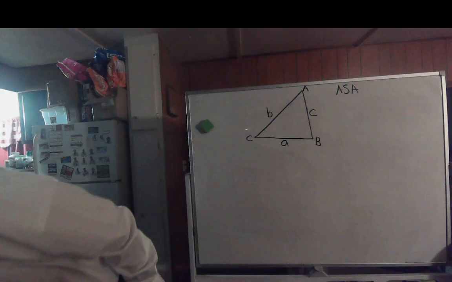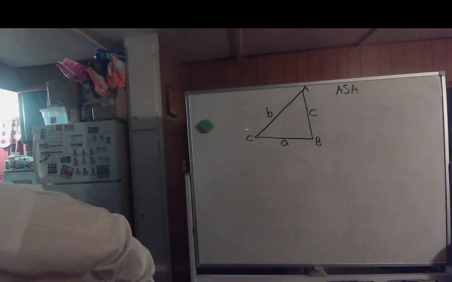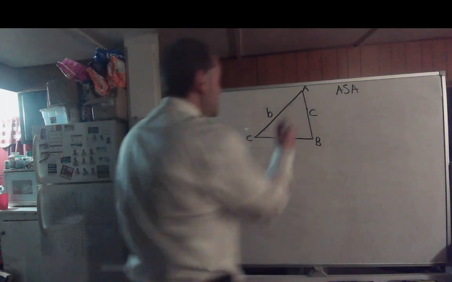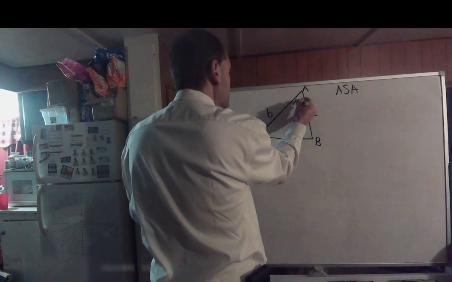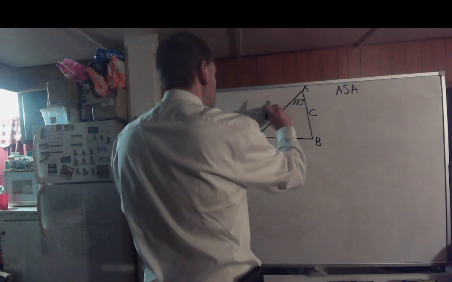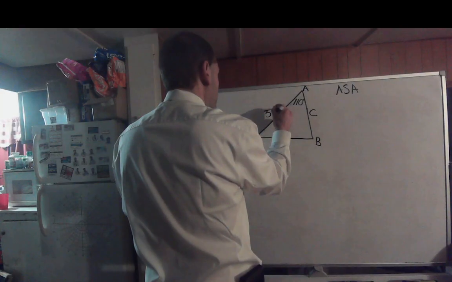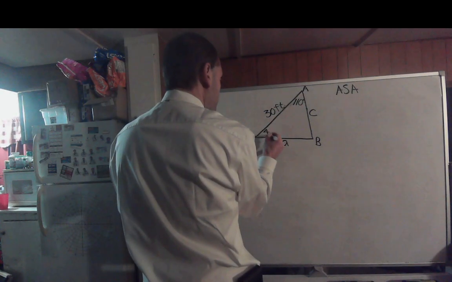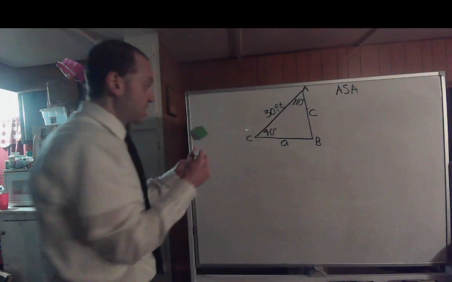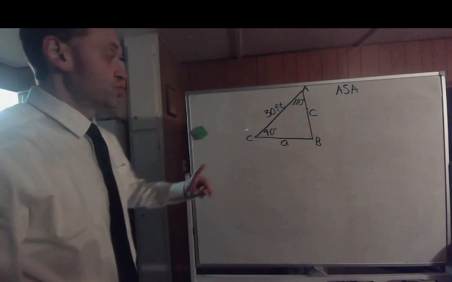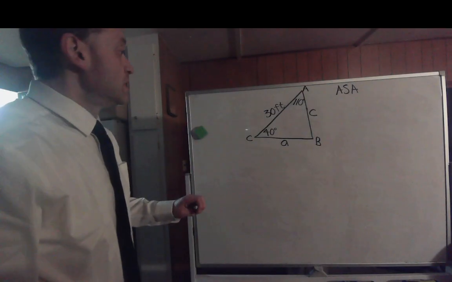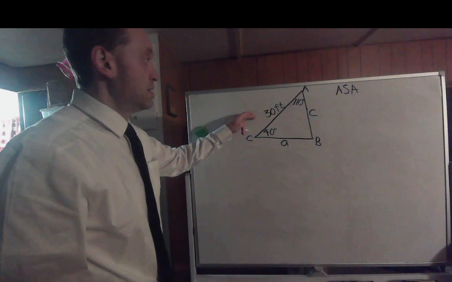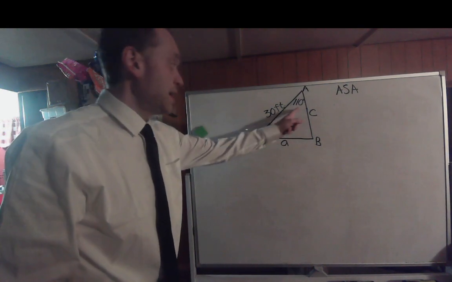So angle A will be 110 degrees. Side B will have a length of 30 feet. Angle C will have a measure of 40 degrees. Okay. So we actually have an angle side angle triangle. So we do know side B, but we don't know angle B. But we know angles A and C.